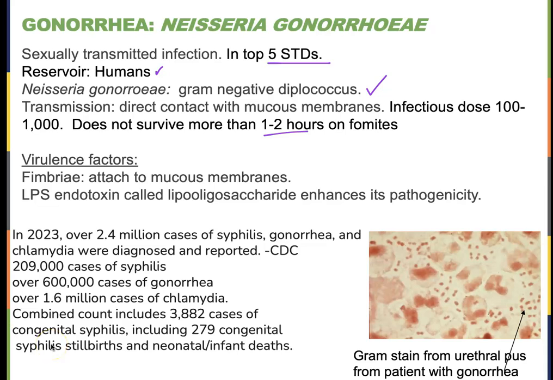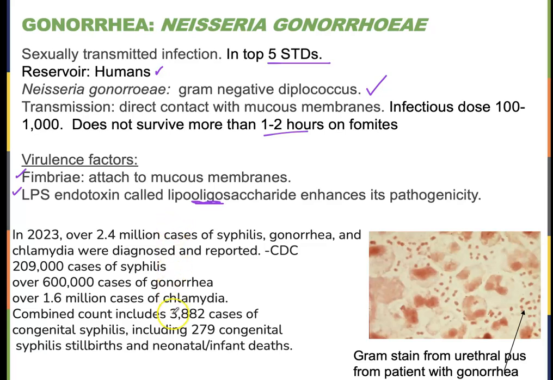What makes Neisseria gonorrhoeae virulent is that it has fimbriae that attach to your mucous membranes. Interestingly, it has been shown that mutants without fimbriae cannot cause infection because they have no way of attaching to the mucous membrane. And because they're gram-negative, they have LPS that can enhance pathogenicity. But they have a special one called a lipo-oligosaccharide. It's not lipopolysaccharide, it's lipo-oligo. All that means is that it's a little bit shorter than the poly.